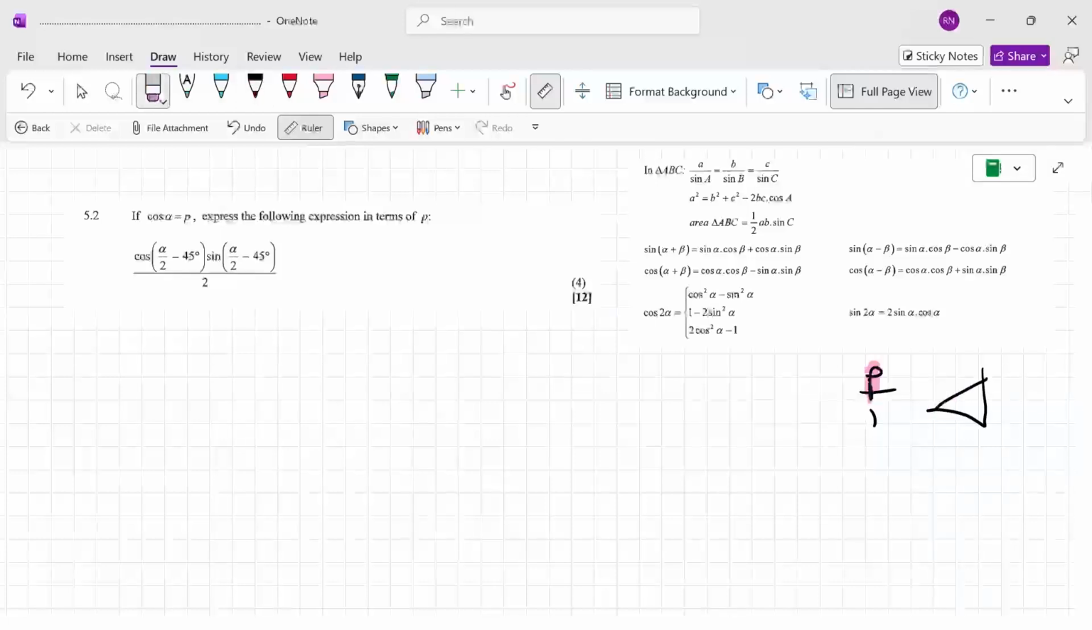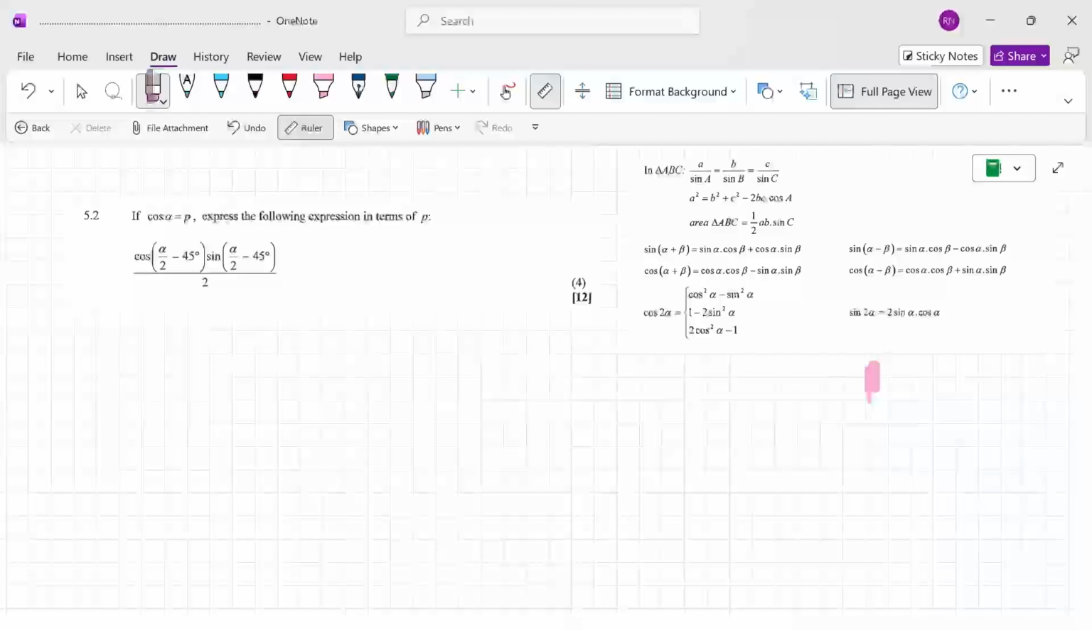But this is not the case because they haven't given us that P is between this or alpha is between this and this. So we can't draw a triangle there. We have to try and express the following expression in terms of P. So we're trying to write all of this in terms of P. But oh, this looks so complicated.